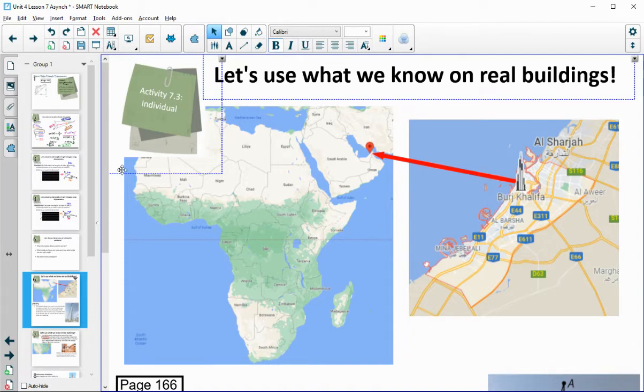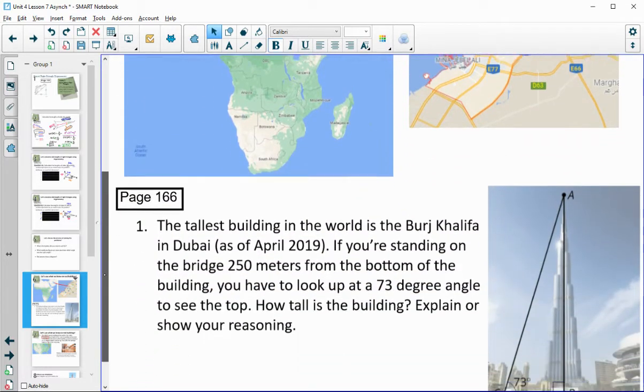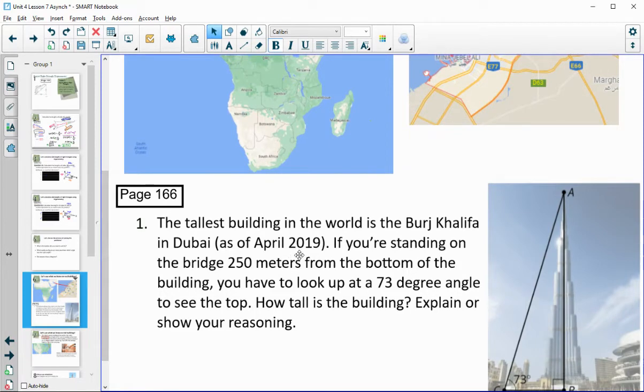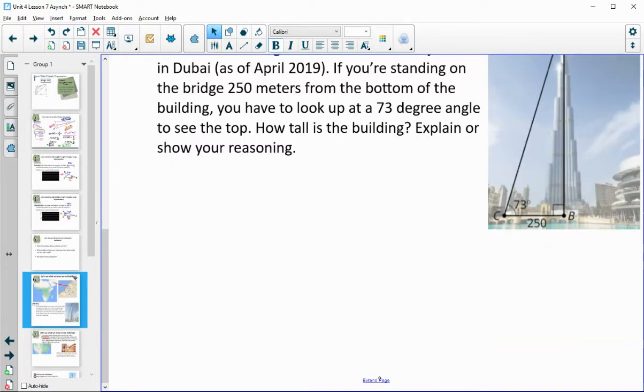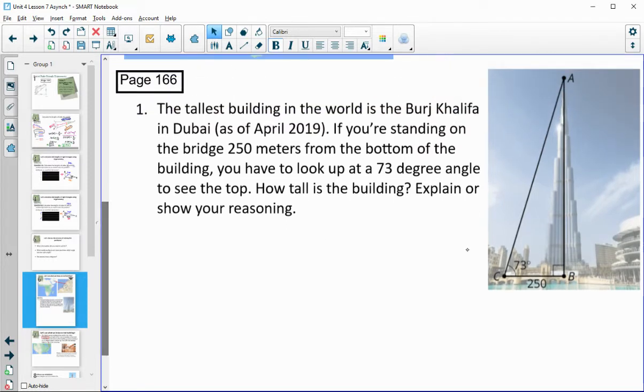And so this is the tallest building in the world as of April 2019. Okay, so the tallest building in the world is located in Dubai. So this is saying if you're standing on a bridge that's 250 meters from the bottom of the building, okay? So here's you at point C, the bottom of the building, you're 250 meters away.